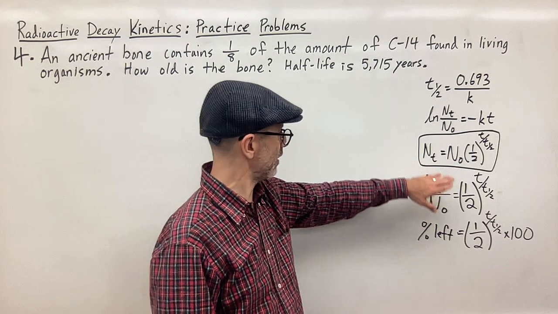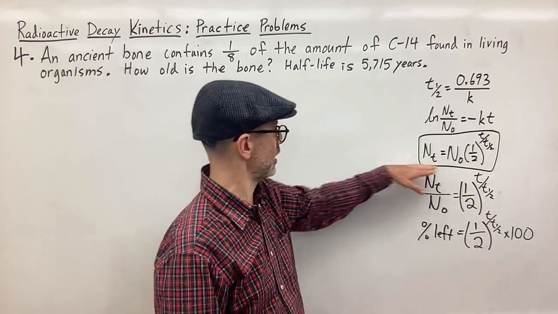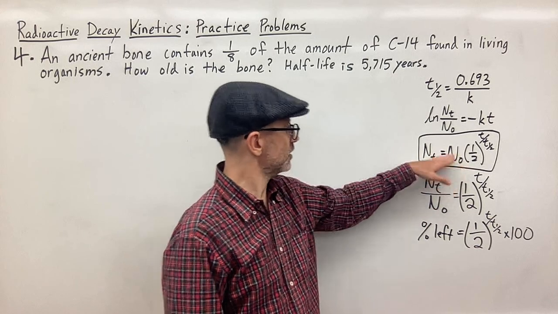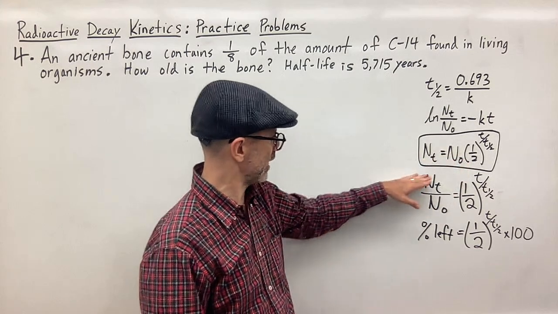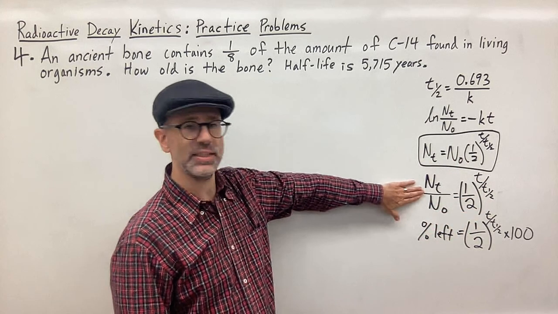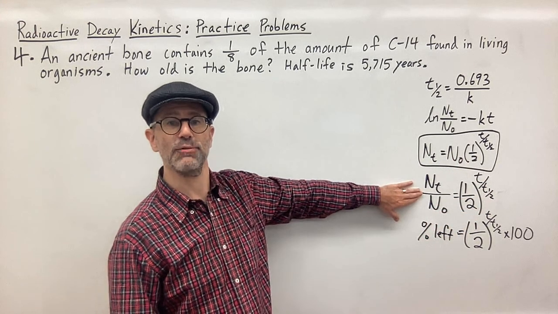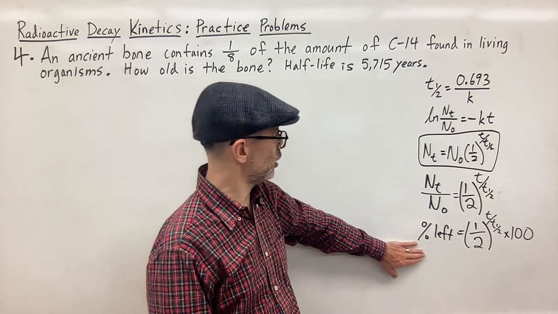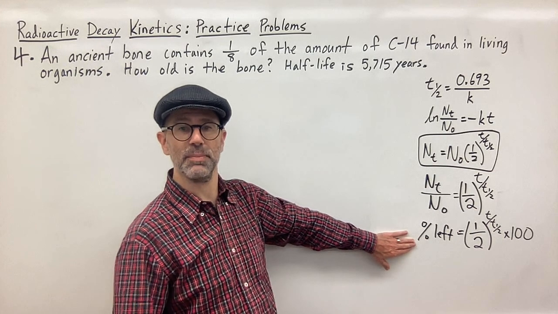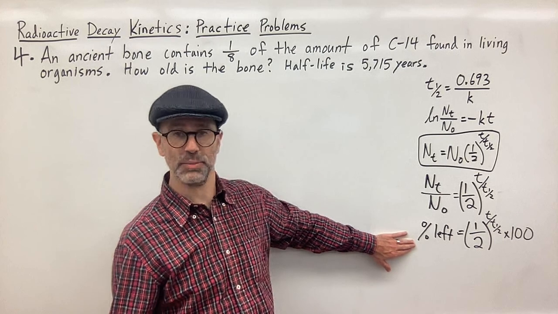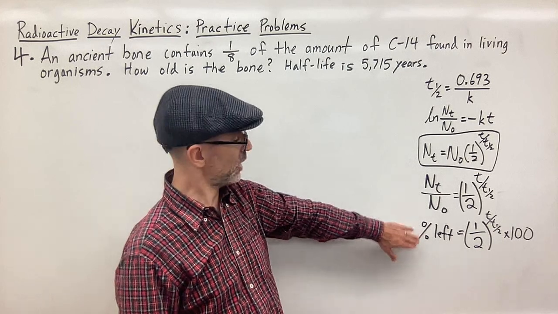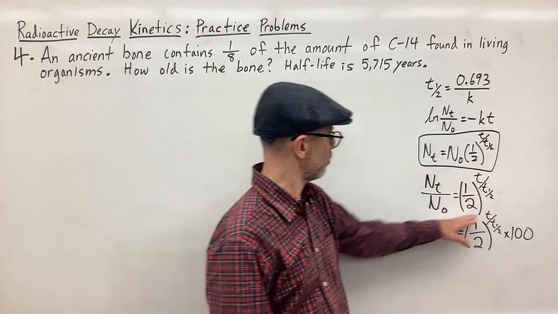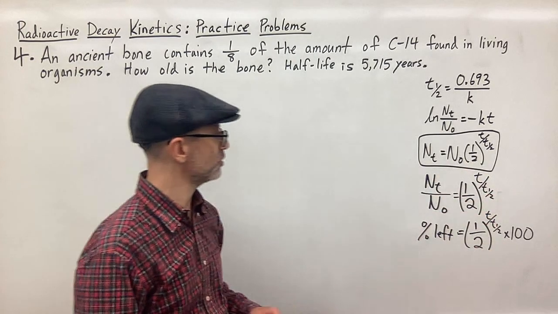The way I got this one is I divided both sides by N sub naught, or N sub 0. That's the initial amount. I divide both sides and I get this equation here. So this equation would be used if you need to find the fractional amount or if you're given the fractional amount. And then this one you would use to get the percent that's left rather than the fractional amount. All you do is take this equation and multiply by 100 and you get the percentage.